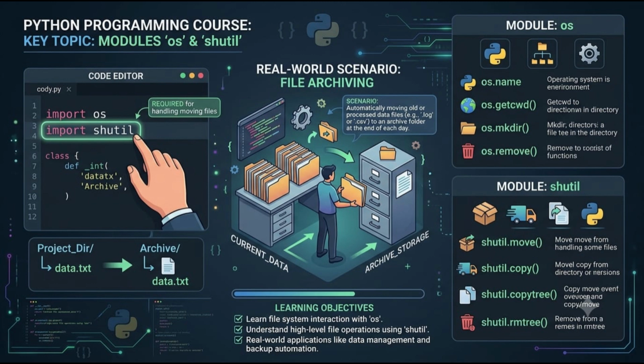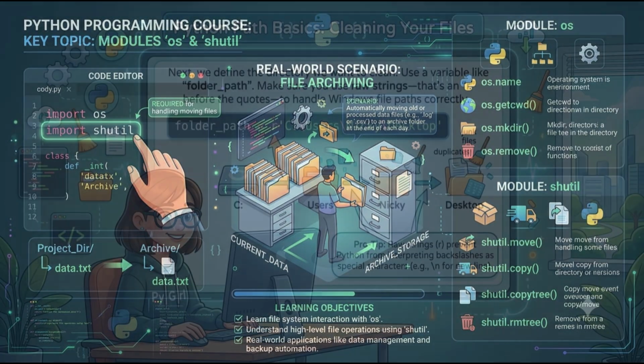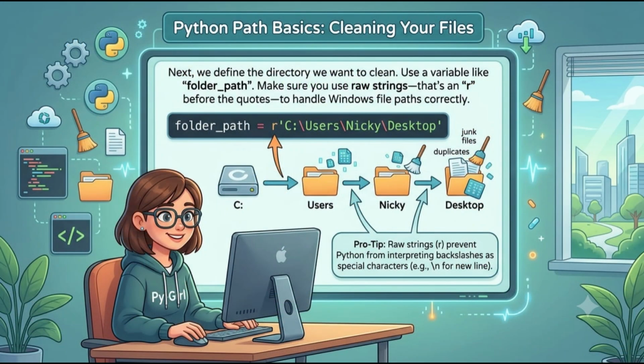First, open your editor. We need os to interact with the operating system and shutil to handle moving files. Type import os and import shutil at the top of your file. Next, we define the directory we want to clean. Use a variable like folder_path. Make sure you use raw strings, that's an R before the quotes, to handle Windows file paths correctly.